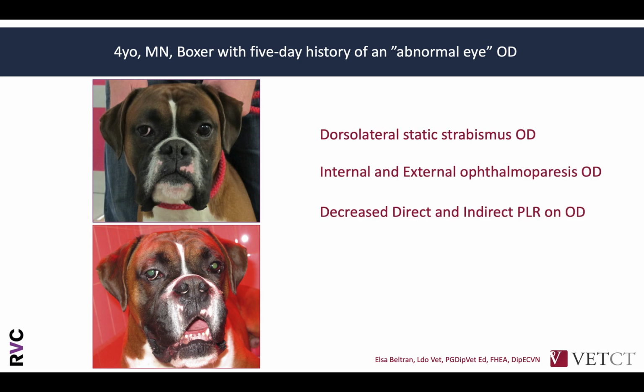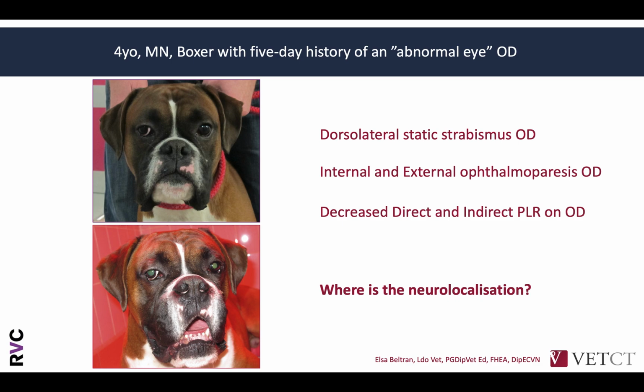Based on the signalment, we have a 4-year-old male neutered boxer with this 5-day history of an abnormal eye. He had a dorsolateral static strabismus on the right eye. He had internal ophthalmoparesis, so it was a pupil that was not really responding to the pupillary reflex, direct or indirect, on the right eye. And what we now have to think of is where the neurolocalization is based on this information.